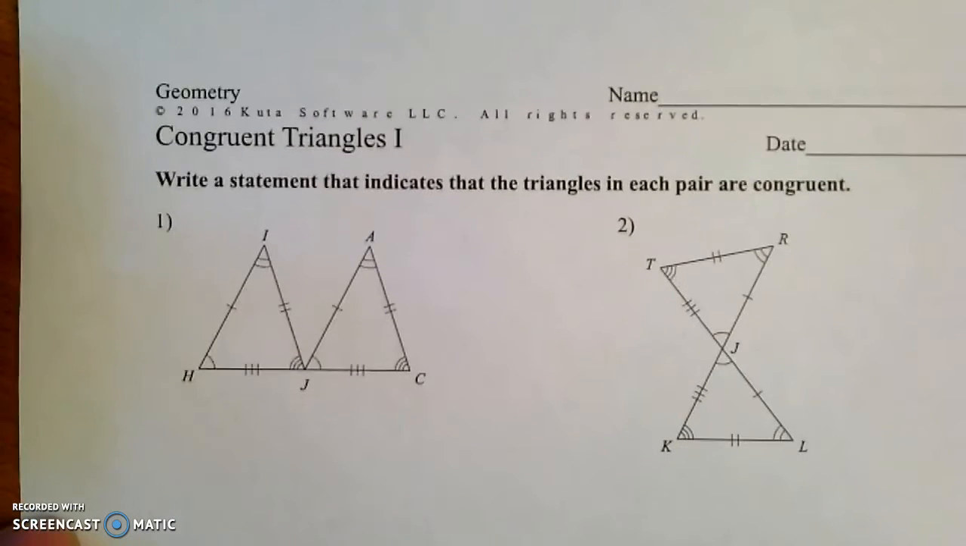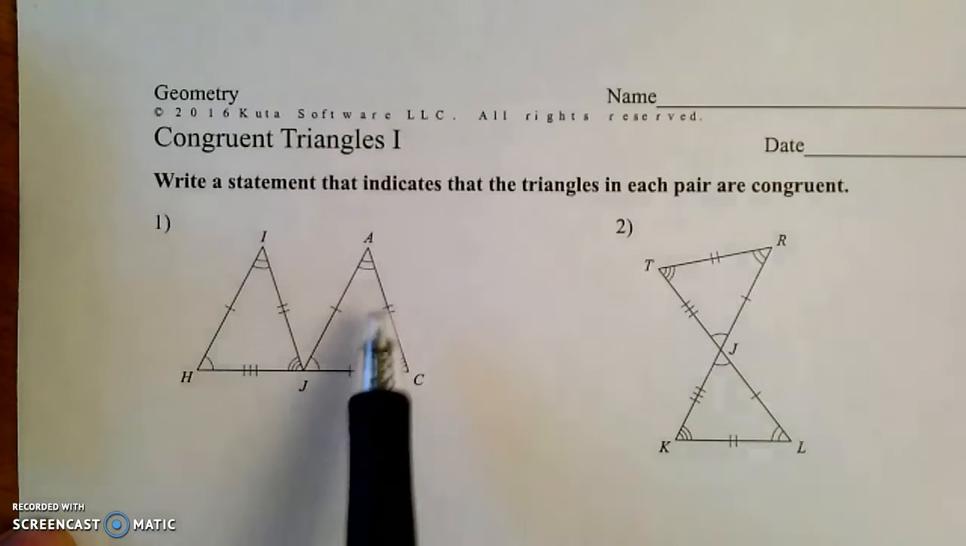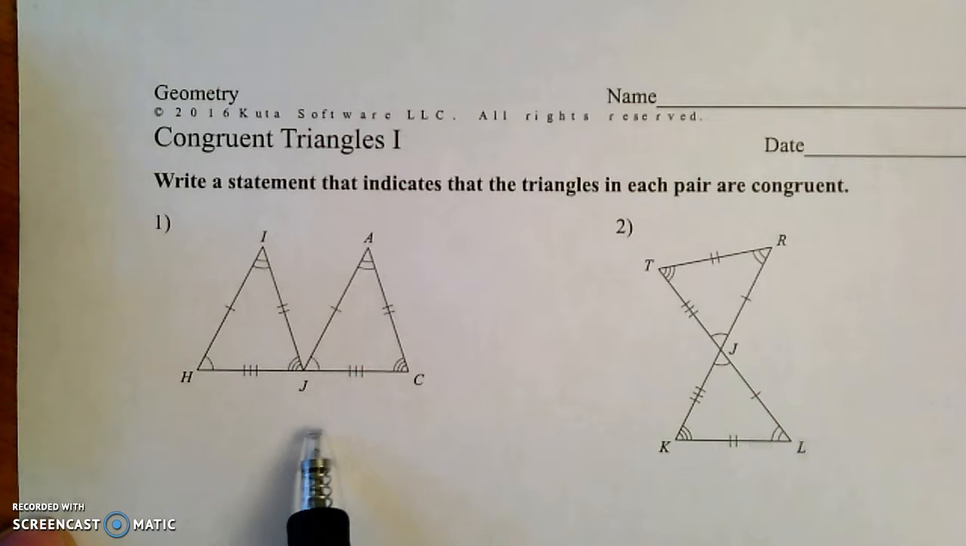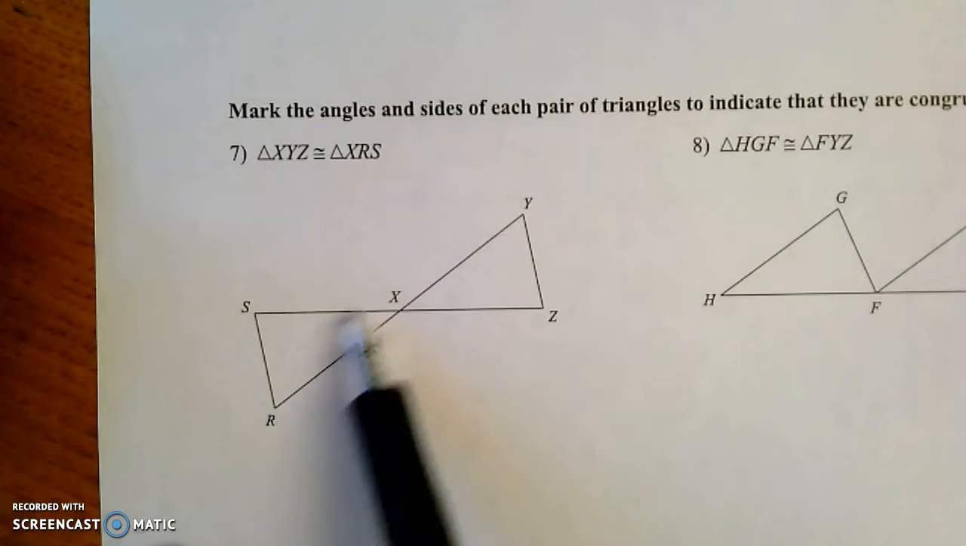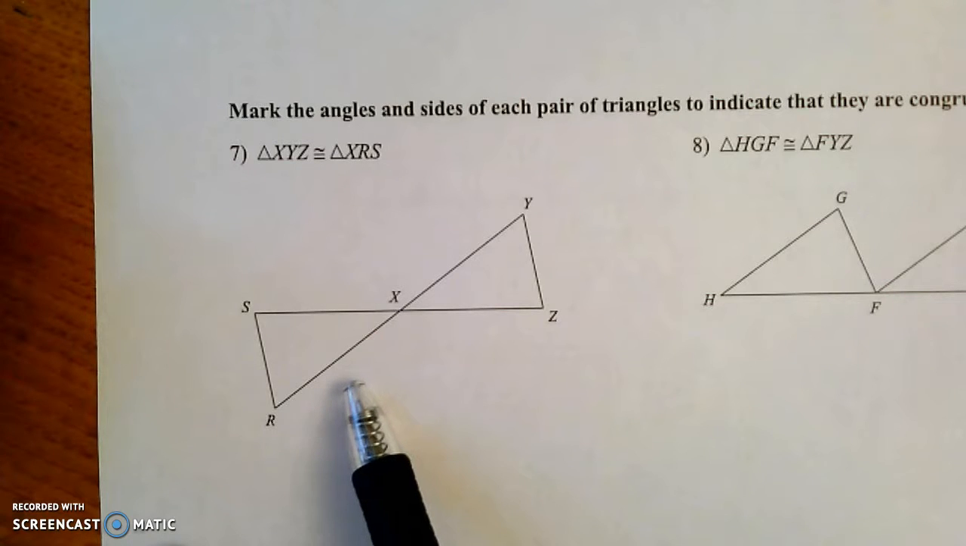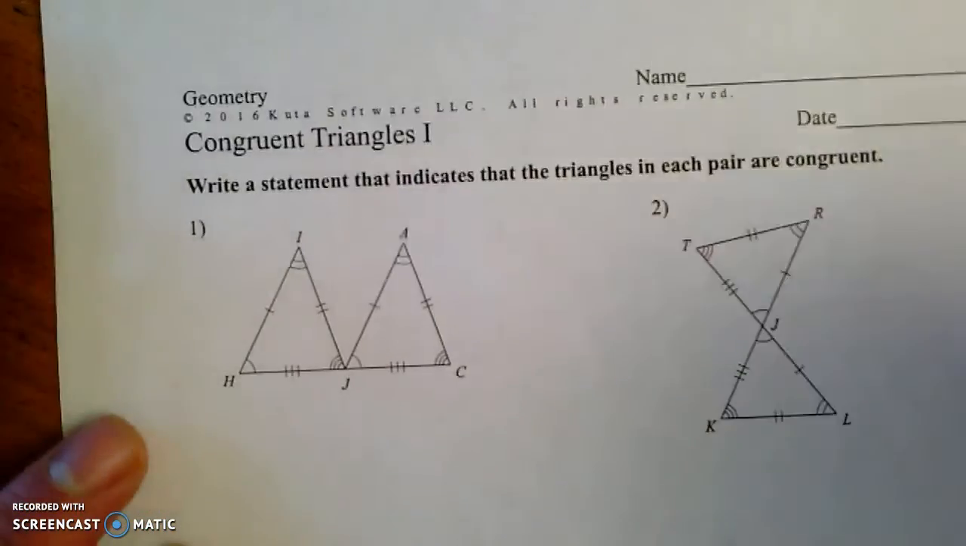Alrighty. In this exercise, we're going to take a look at congruent triangles. Two things. First, on this side, we are going to write congruent statements that match the markings on the triangle. And then, on the back side, we are going to be marking up the triangles so that they match what the congruent statement says.